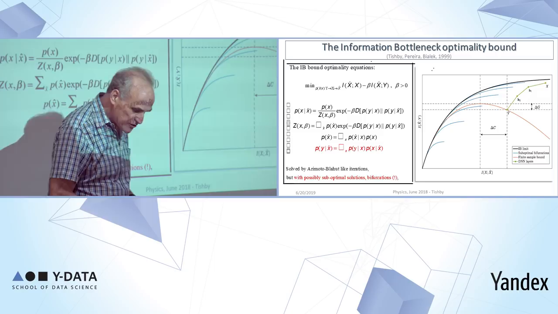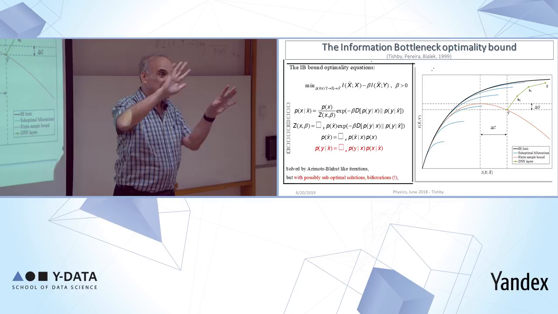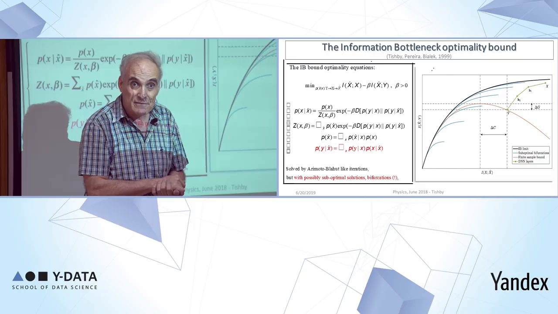Okay, but now the interesting question is, I hope I convinced you that this information plane is actually an interesting picture. There's something interesting going on in the way the network behaves. So of course, the next question is, is there a limit? I mean, how far can I actually push my layers to the left? The answer is, again, very simple. Solve this problem.